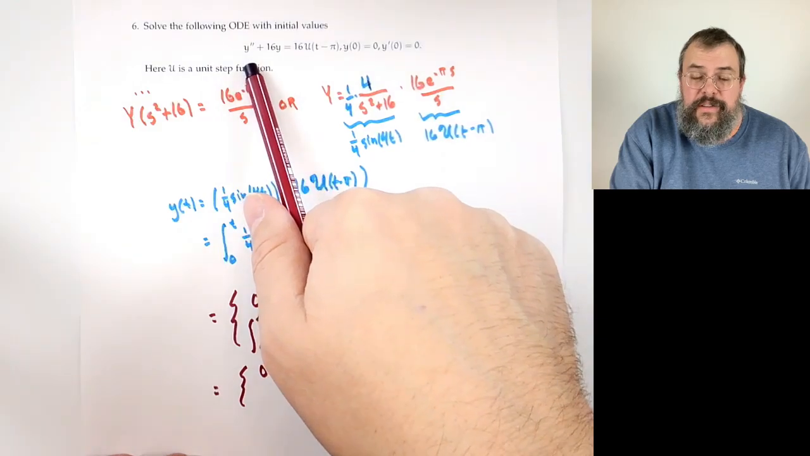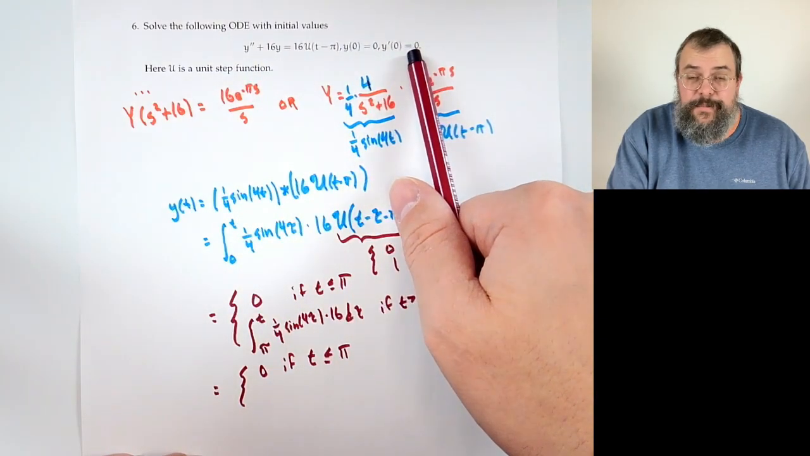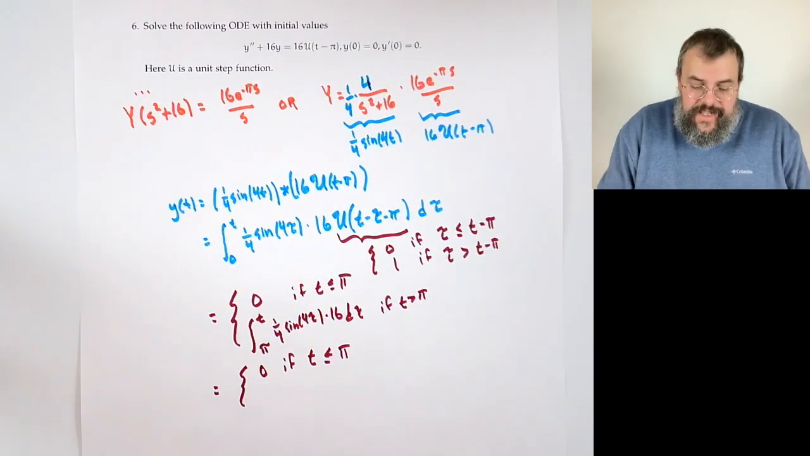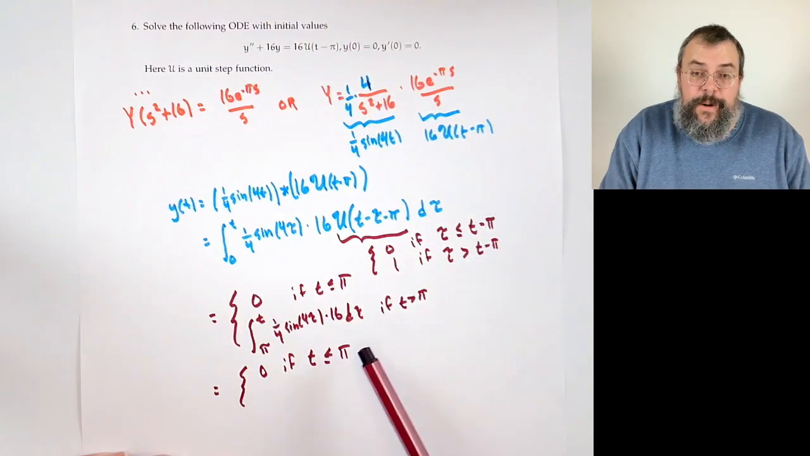Think of it as a spring. This is a spring, and it's not stretched, and it's not moving. In other words, it's a spring which likes where it's at. So nothing's going to happen until something acts on it, which happens at time pi. So it should be 0 up to pi.